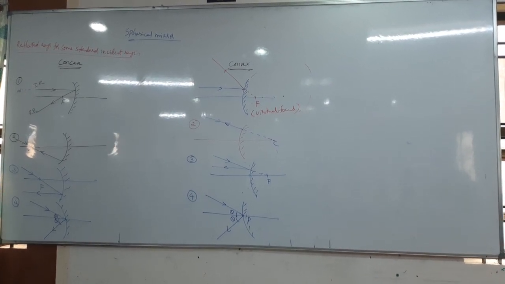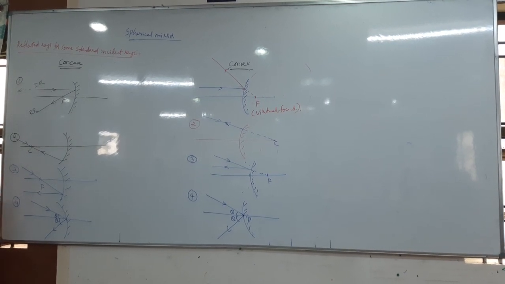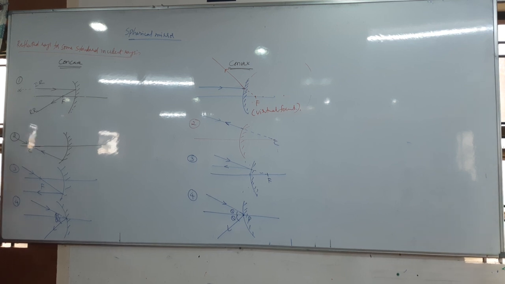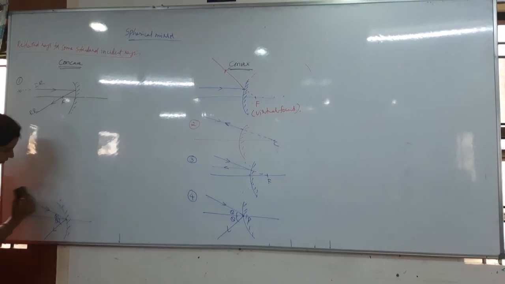Right, next one, relative position of image formed by the concave mirror. Relative position of image formed by the concave mirror.